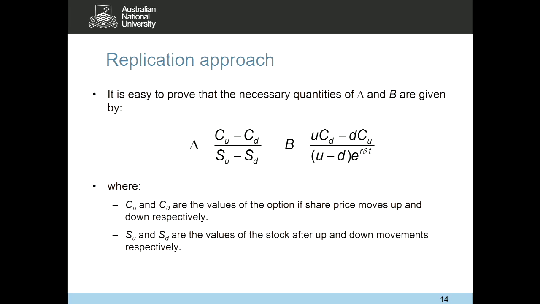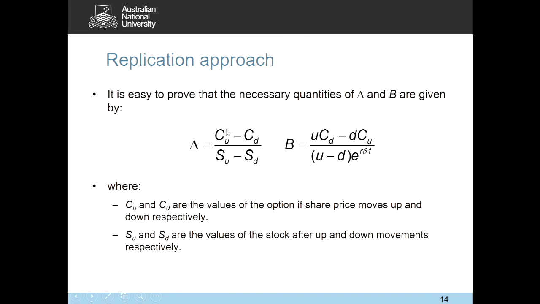I'm just going to give you these two formulas here. You don't need to know much about them, and you don't need to know how to derive them. You just need to know how to use them. Basically, what delta measures is the change in the call option price with respect to the change in the underlying share price.